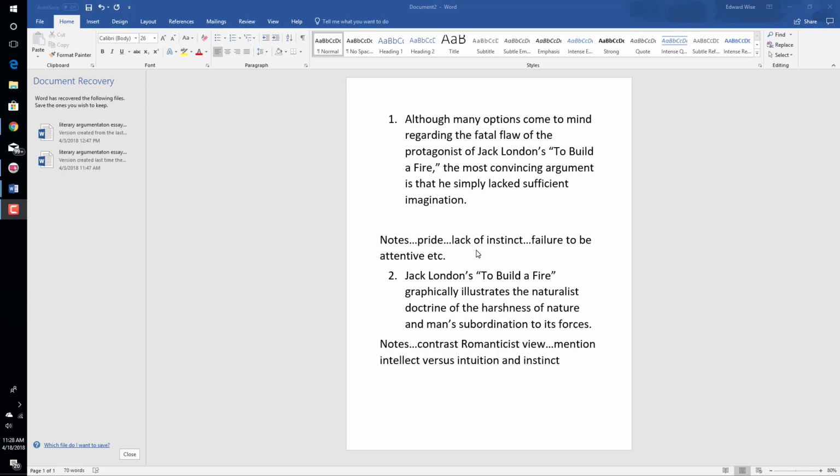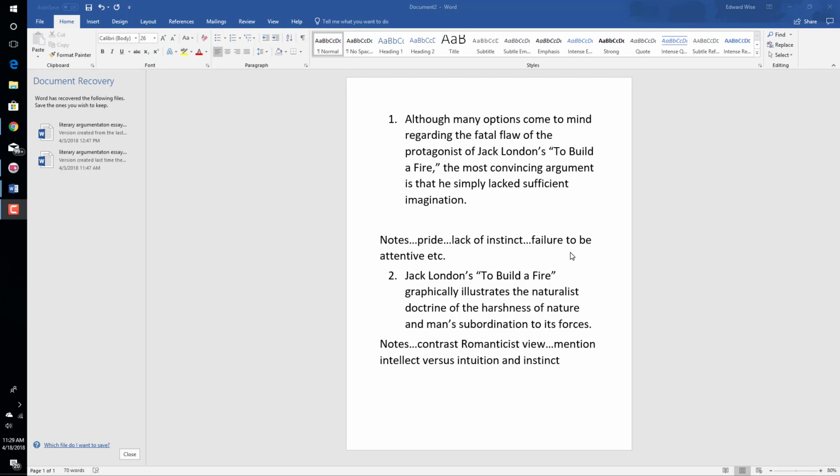Lack of instinct. Here it is, the dog has a more genetically inbred understanding of the dangers in nature, the unpredictability of nature, of storms, of freezing, and so on. Failure to be attentive. Didn't notice the warning signs. This sometimes is a fatal flaw, is it not? Didn't notice, oh, you're too deep into the wilderness, the Yukon, and once you step into that frozen water and become wet, you are putting yourself at even further risk. All of these arguments can be made.